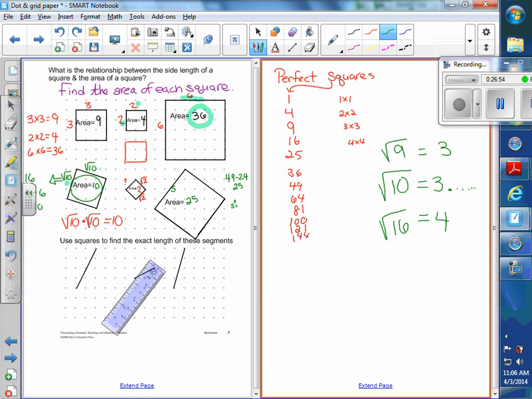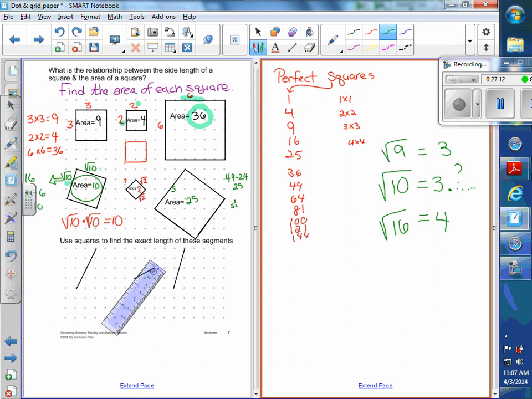Okay, and that part we're going to talk about later. Okay, it's 3 point something. It's more than 3 but less than 4, and it's much closer to 3, isn't it? So it's going to be less than 3.5 probably, right?